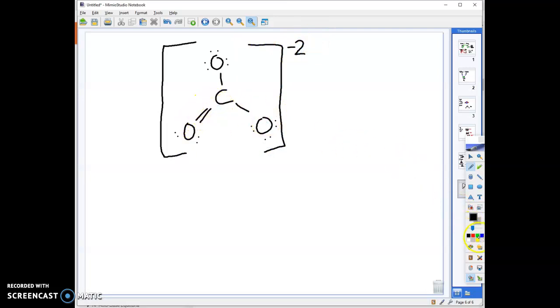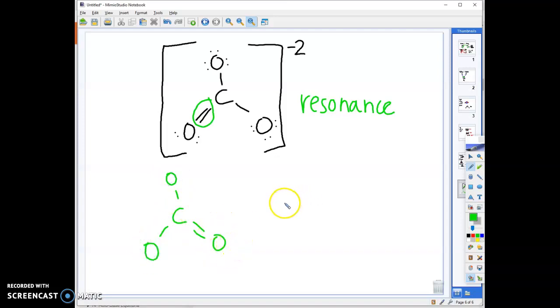Now, let's take a look here at this double bond. I just arbitrarily put the double bond there. It doesn't have to be there. It could have just as easily been here or here. So this is an example of resonance, okay? Because I could have had a structure that looked like this, with my electron pairs, or I could have put the double bond at the top and had both of these down here be single bonds. So it really doesn't matter.